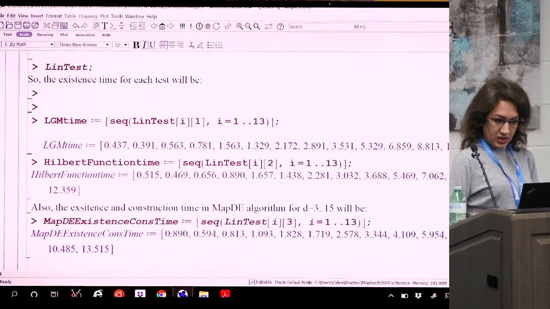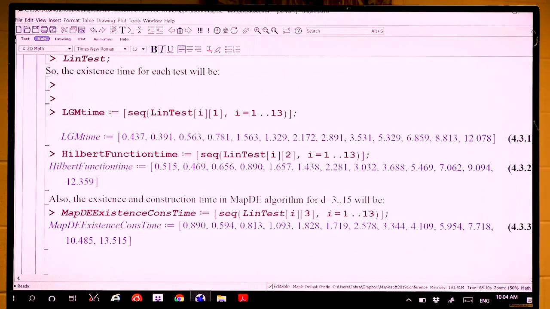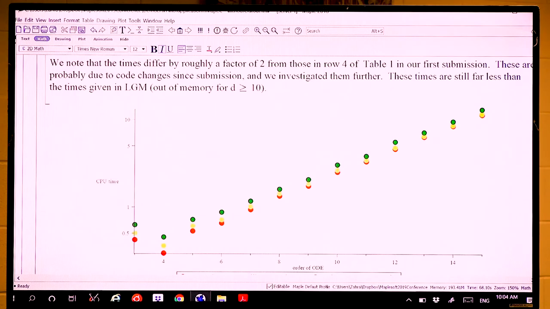And we can look at this, and this is the good shape, and we have this result for this ODE test.